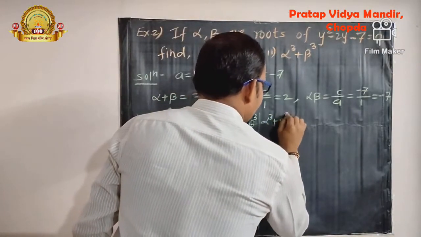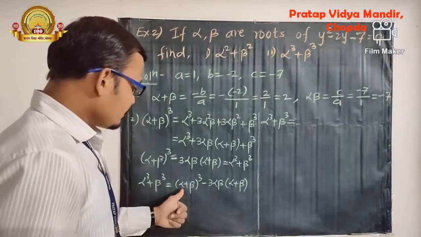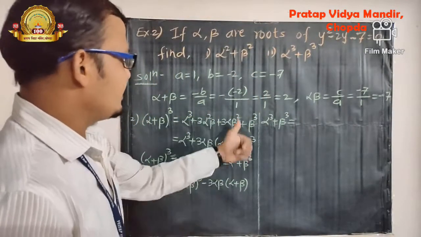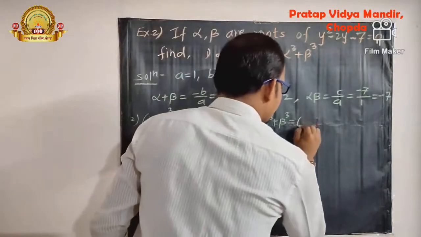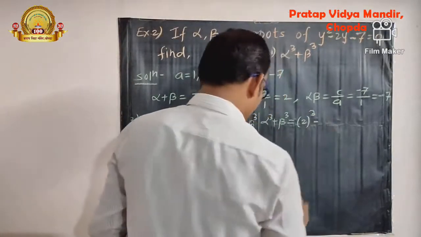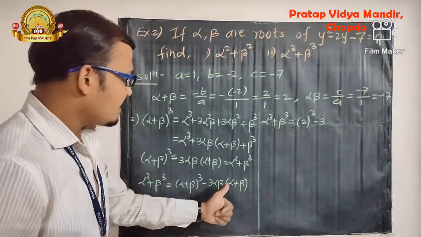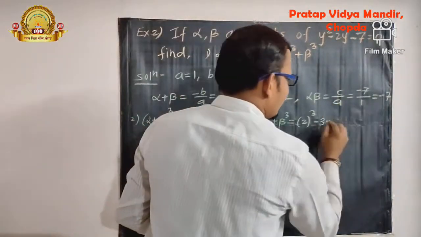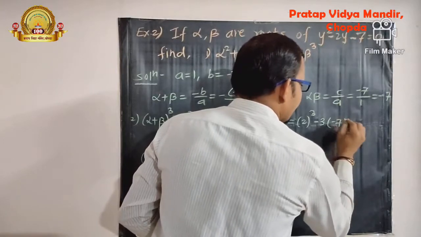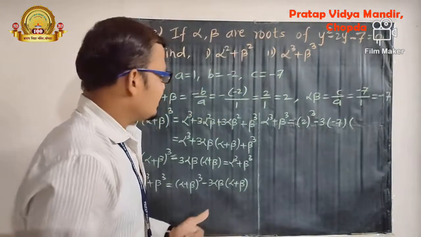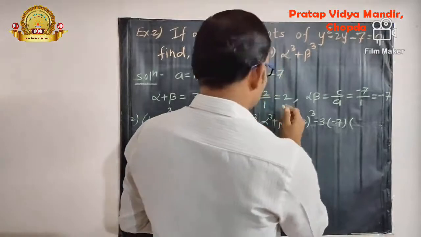Alpha plus beta cube is equal to, what is the value of alpha plus beta? Alpha plus beta is 2, so 2 cube minus 3. What is the value of alpha into beta? Alpha into beta is minus 7, and alpha plus beta is again 2.